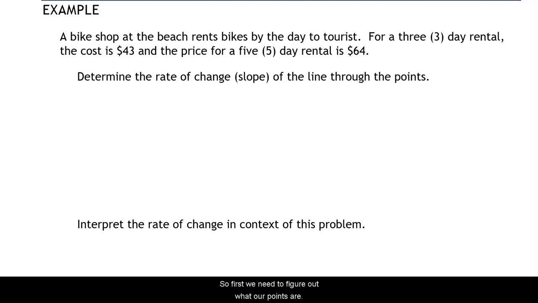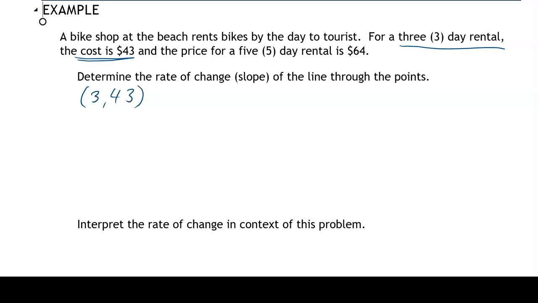So first we need to figure out what our points are. To do that, we're going to go back and look. We have this 3-day rental and it costs $43. So that's going to give me one of my points, which will be (3, 43). In most cases, time is going to be our x value.